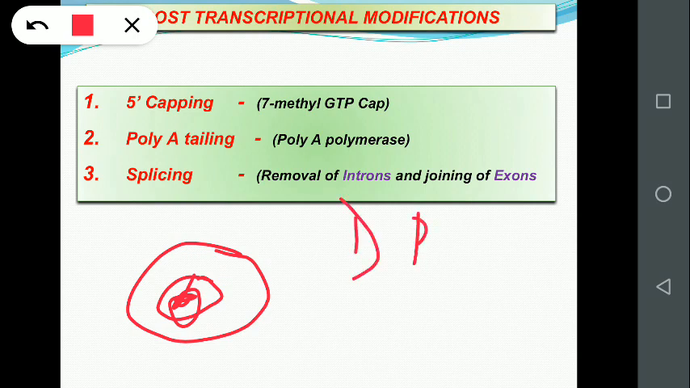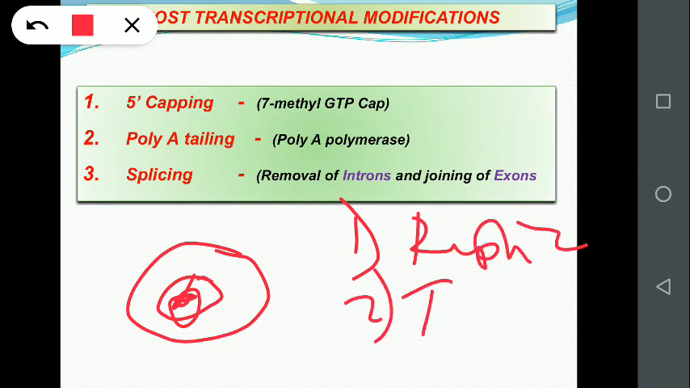First one is replication. Second one is transcription. So transcription also takes place in the nucleus. Now the translation takes place in the cytosol. So because of the presence of that nuclear envelope, transcription and translation are not coupled, they are separated.